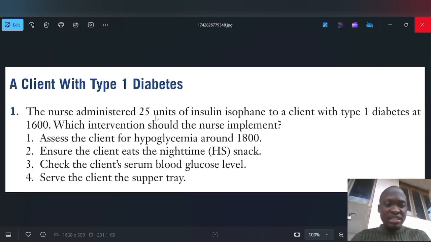Number 1, the nurse administers 25 units of insulin isophane to a client with type 1 diabetes at 1600, that's 4 p.m. Which interventions should the nurse implement? Number 1, assess the client for hypoglycemia around 1800. Number 2, ensure the client eats the nighttime HS snack. Number 3, check the client's serum blood glucose level. Number 4, serve the client the supper. What do you guys think is the answer?